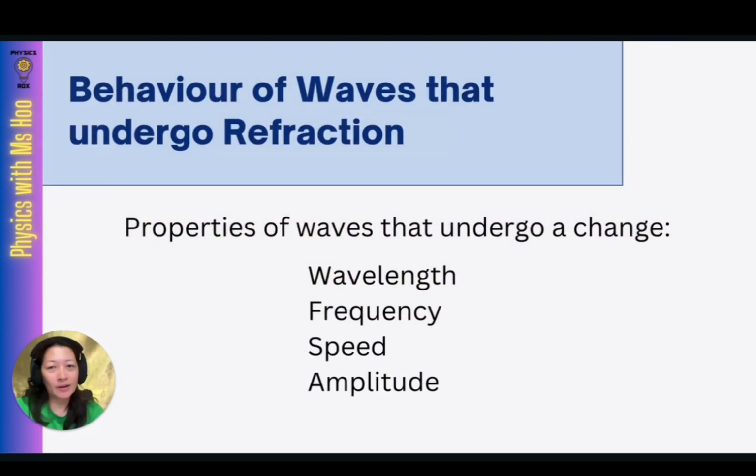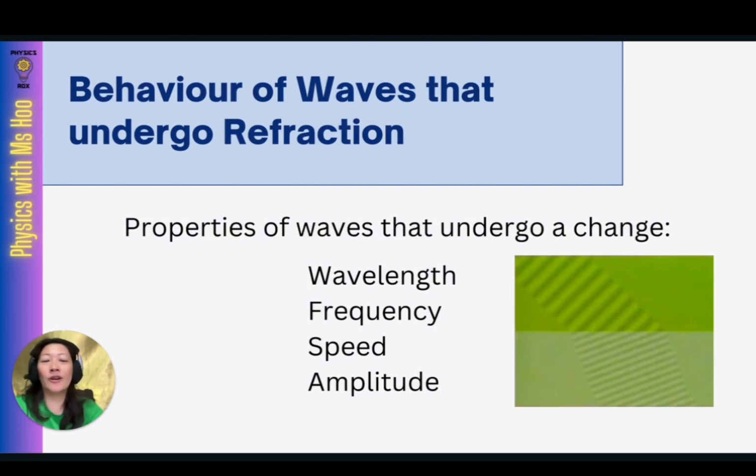So, based on the previous animation, you should be able to determine the properties of waves that undergo a change. So to help you recall, I've put a screenshot of the refracted waves here. Now, as you can see from this screenshot, the change in speed causes a change in wavelength because when the waves slow down, they change direction, forcing the wavefronts to be closer to one another. And that means, yes, there will be a change in wavelength.